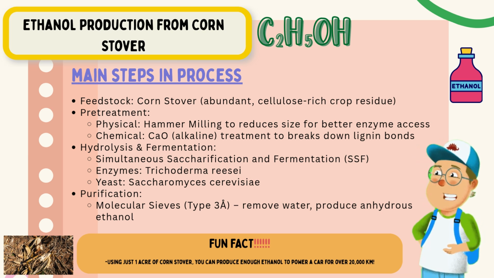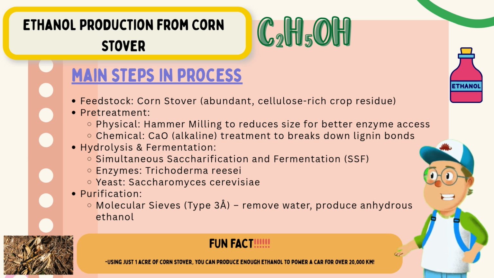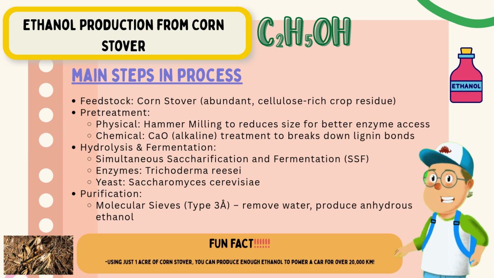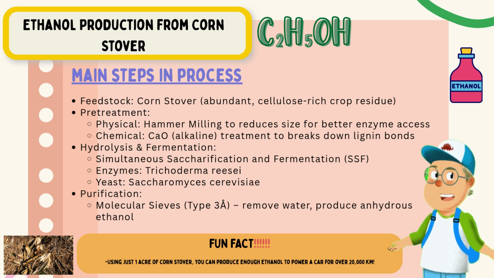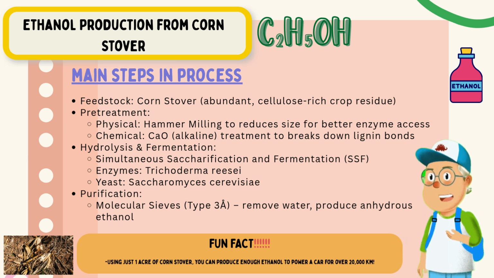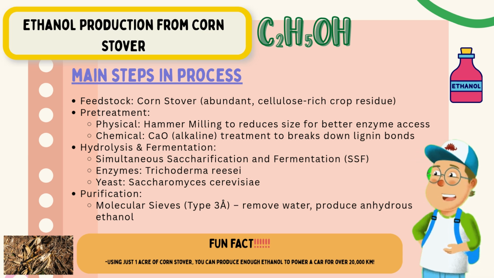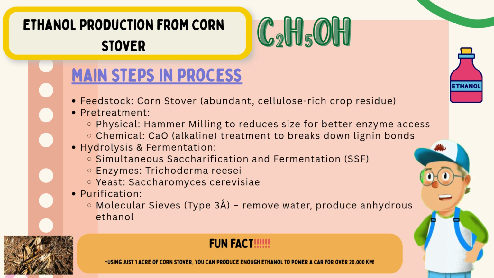Next is simultaneous saccharification and fermentation, where enzymes break down cellulose into glucose and yeast convert it directly into ethanol. The final step is purification, using molecular sieve to remove water and produce high purity ethanol. However, this step consumes up to 80% of the total process energy, making it one of the most costly.